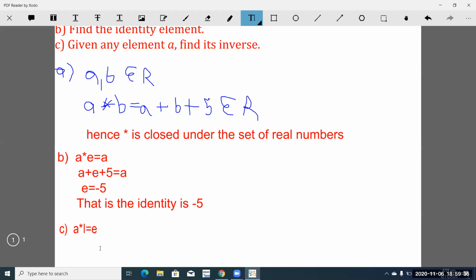A star A inverse equals E. And then we're going to try to find I, which is the inverse. So what's A star I? A plus I plus 5. Very good. And that's equal to E. But what's E? Negative 5. Very good. So now we just need to make I the subject. Make I the subject and tell me what you get for I.